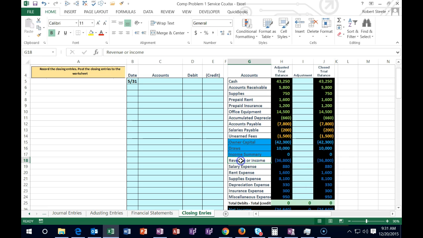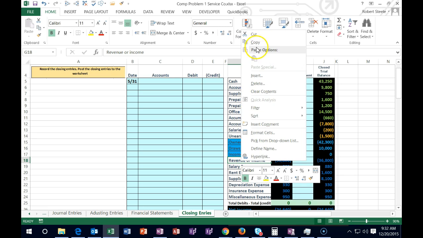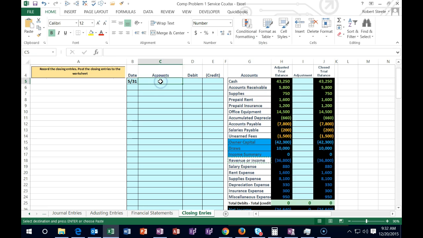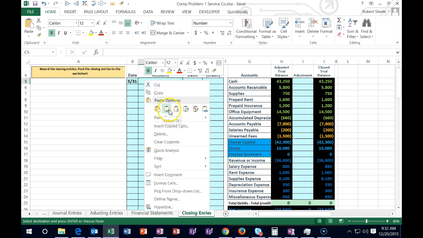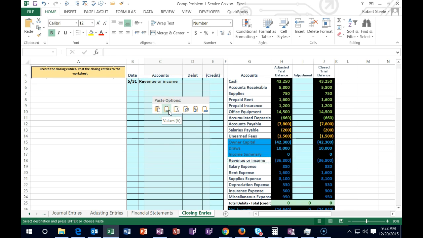So we have a credit balance. We need to make it go down by doing the opposite thing to it, which in this case would be a debit. So I'm going to copy that. We're going to put that right on top in C5 right here, and it's going to be a debit. Right click and paste it, just the values. If you paste over here, it'll paste the format. We just want the values. The amount will be this 36,800 because that is what's in there. That's what we need to make it go to 0.